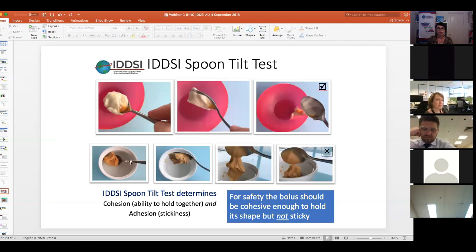The bottom image clearly shows a substance that is too thick. We've got something, peanut butter in fact, that's simply too thick, and you can see a lot of residue left there. So it should be able to hold together on the spoon, hold its shape, but not be sticky.